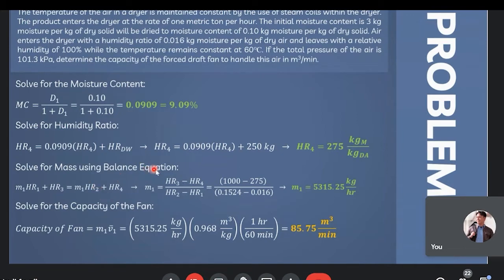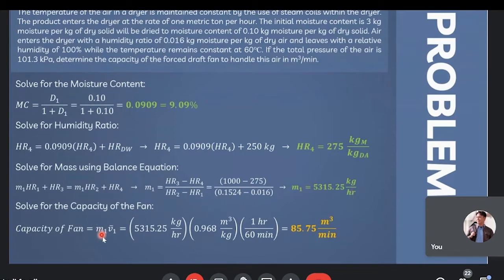So, using the mass balance equation, so energy in is equal to energy out, or mass in is equal to mass out. So M1 multiplied by HR1 plus HR3 is equal to M1 multiplied by HR2 plus HR4. So since hinahanap natin yung M1, transpose lang natin to sa kabila and then separate natin yung values. So magkakaroon tayo ng 1,000 minus 275 divided by 0.1524 minus 0.016. So, ang lalabas sa atin ay 5315.25 kg per hour.